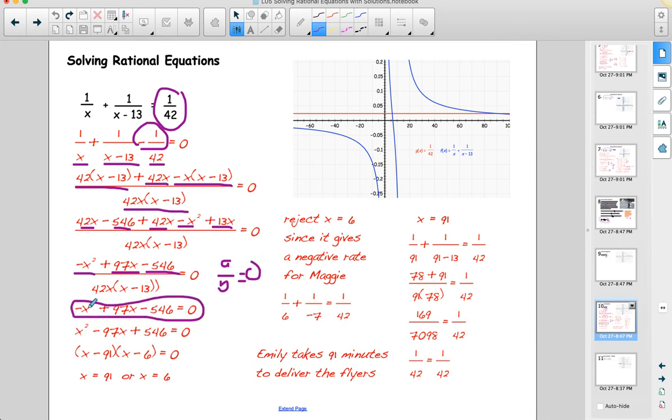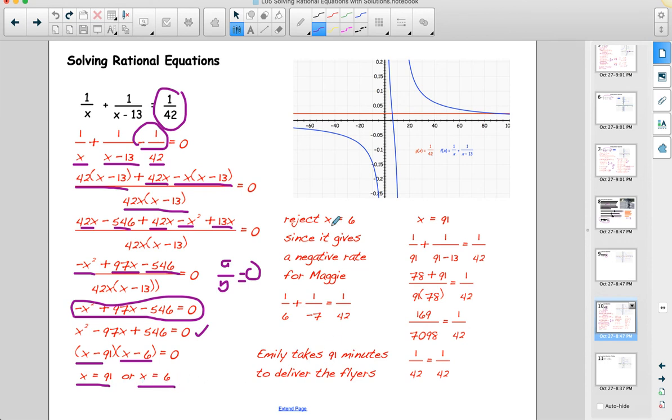I'm going to multiply by -1 because I do not like my leading coefficient to be negative. That gives me x squared minus 97x plus 546 equals 0. That factors nicely into x minus 91 times x minus 6. And now we're looking at x being 91 or x being 6.